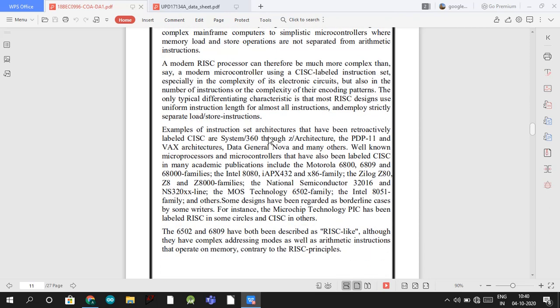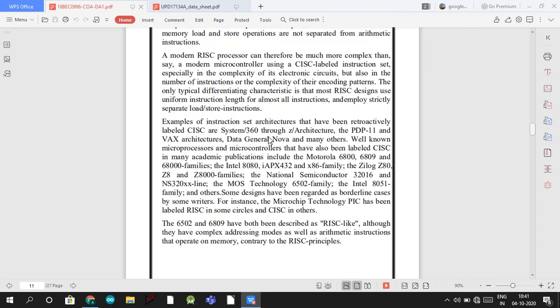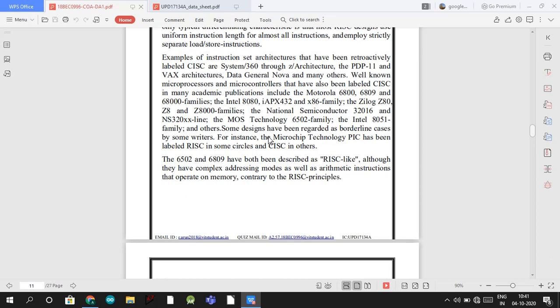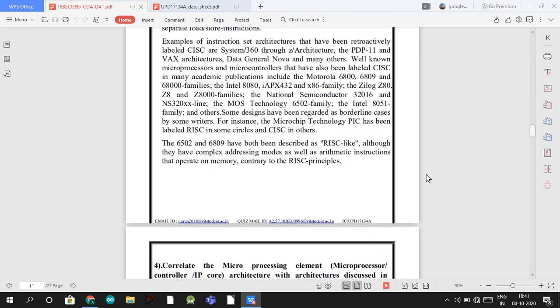For example, if you conclude that an instruction set architecture can be retroactively labeled CISC, then the System/360 through the z/Architecture systems qualify. The 6502 and 6800 have both been described as RISC-like, although they have complex addressing modes as well as arithmetic instructions that operate on memory, contrary to the RISC principles.